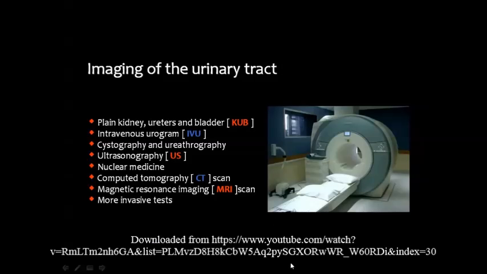Starting evaluation of the urinary system, I have to say that we have a lot of imaging modalities in this particular domain, including the essential one, which is the plain X-ray of the urinary tract, known as plain UT or KUB, kidney ureter bladder, and the famous examination, which is intravenous urography. Then we have the cystography and the urethrography, and ultrasound, nuclear medicine, CT, MRI, and some of the interventional techniques.